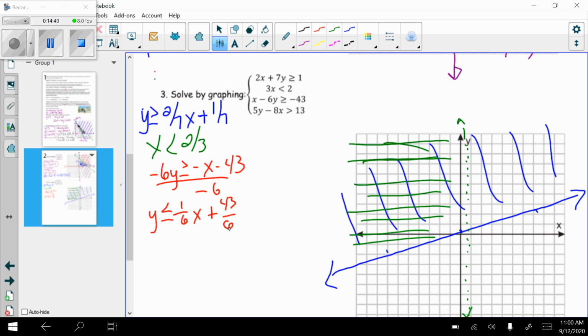It's not going to be a nice whole number, but let's see. 6 goes in 43 7 times, so that's about 7 1/6. So my y-intercept is about 7 1/6, a little bit past 7. And then my slope is 1/6. So I would go down 1 over 6, or I could have gone up 1 over 6.